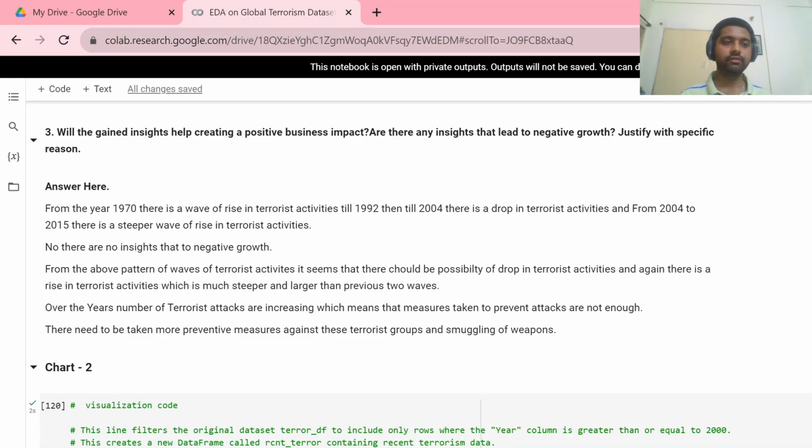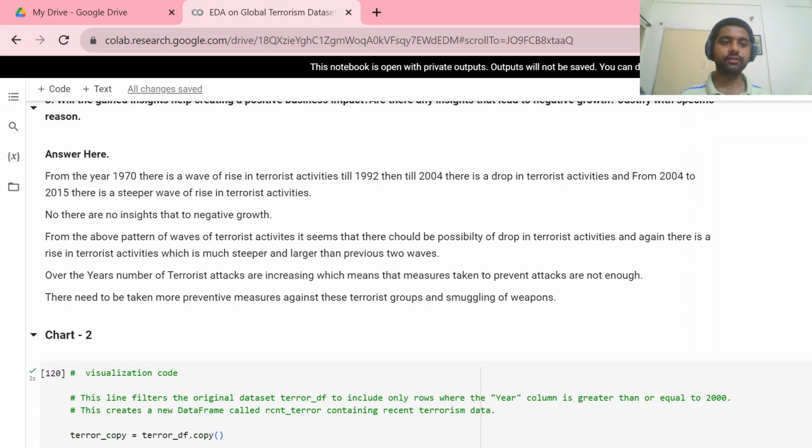What insights will we find over the years? Terrorist attacks are increasing, which means the measures taken to prevent the attacks are not enough.